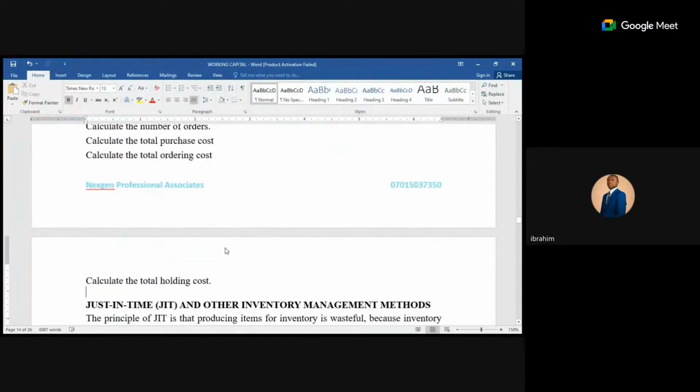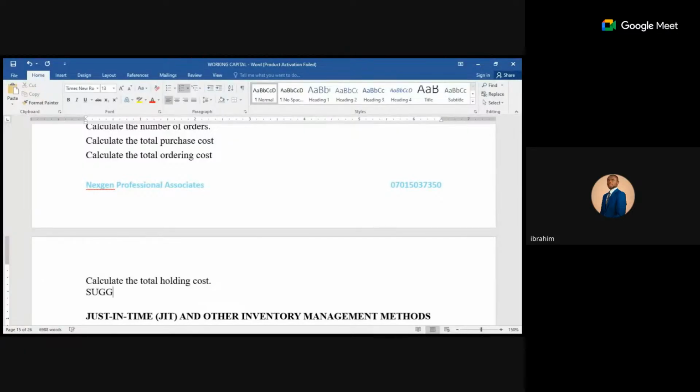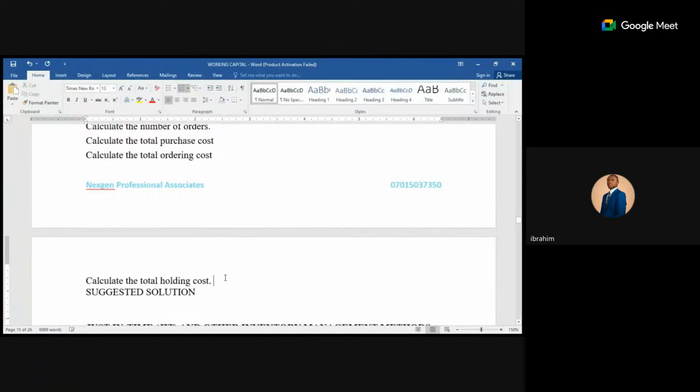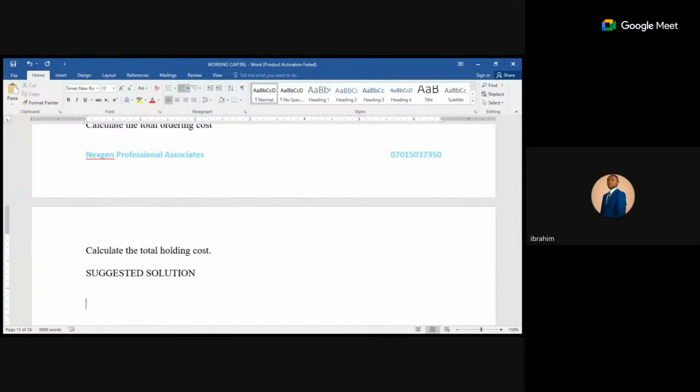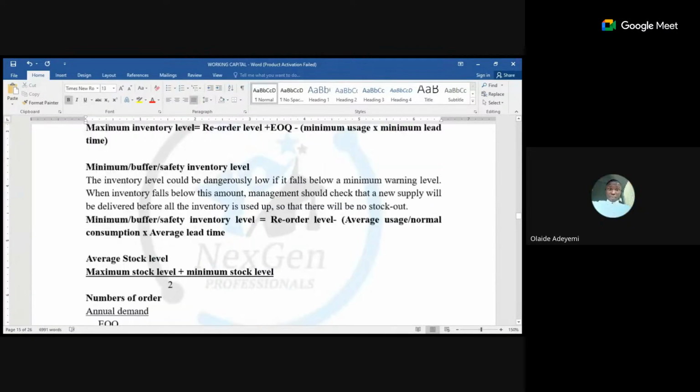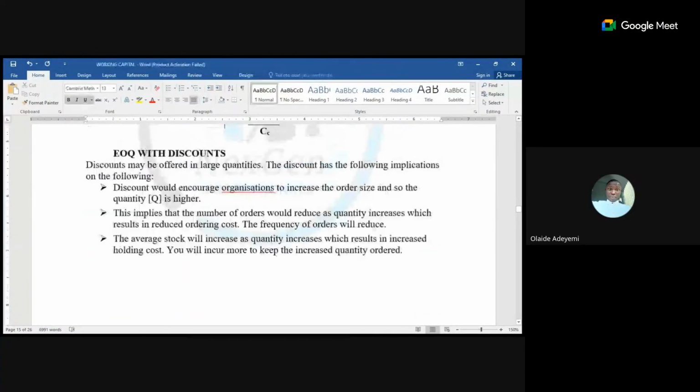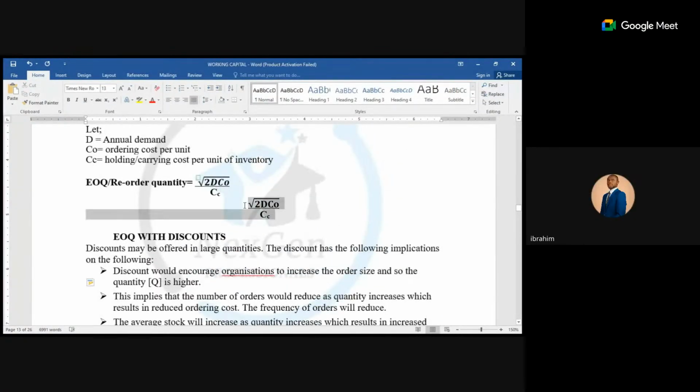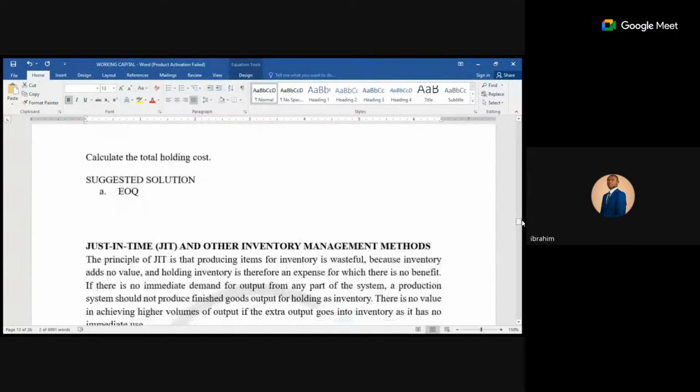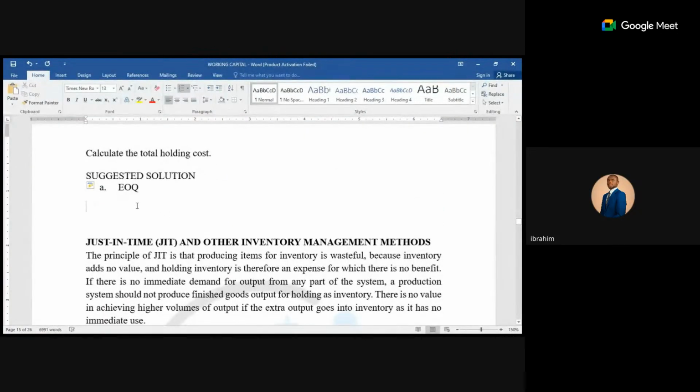So the first one, suggested solution. EOQ. What is our formula for EOQ? Square root of 2DCO divided by H. It's very important you understand the formula.